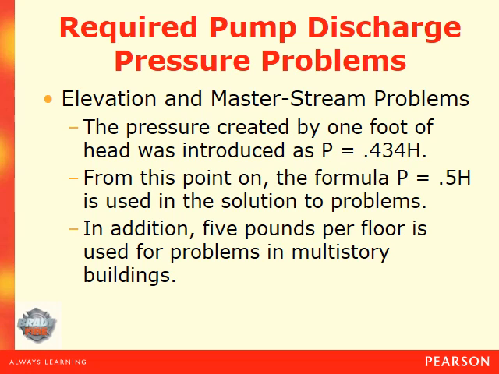Elevation and master stream problems. The pressure created by 1 foot of head was introduced as P equals 0.434 times height. From this point on, we're going to really simplify it. So P is going to equal 0.5 times H, so it makes nice round numbers. In addition, 5 pounds per floor is used for problems in multi-story buildings. So if you have one that's 5 stories up, then we know we're going to add an additional 5 pounds per floor. Don't count the first floor, so you're looking at, say, 20 pounds per square inch as an example.